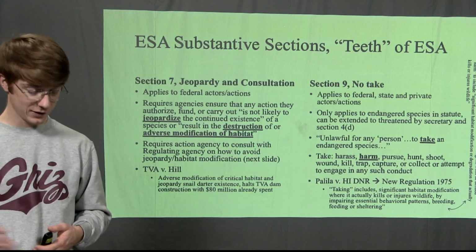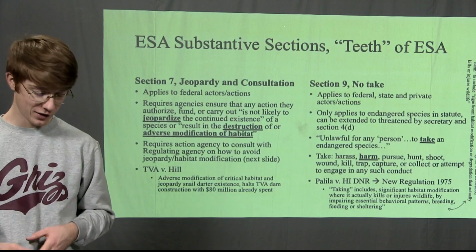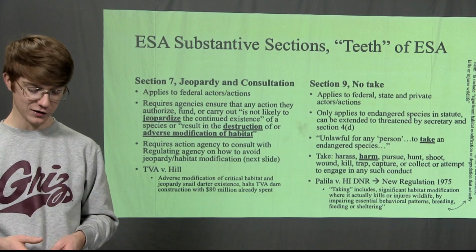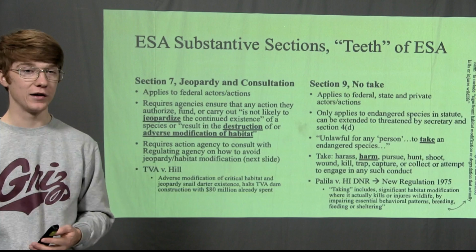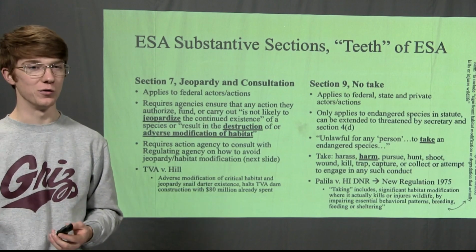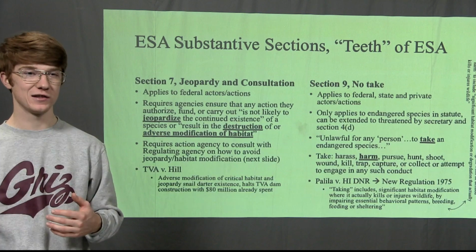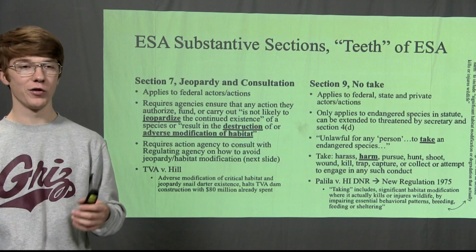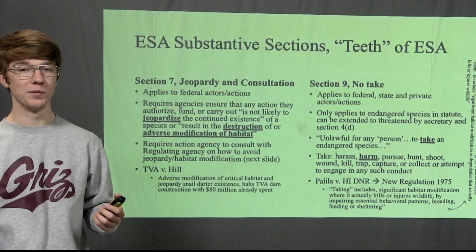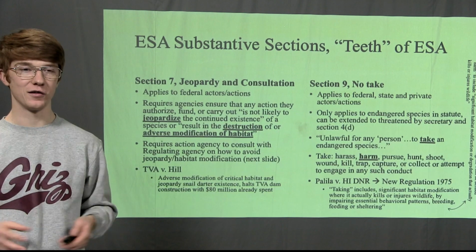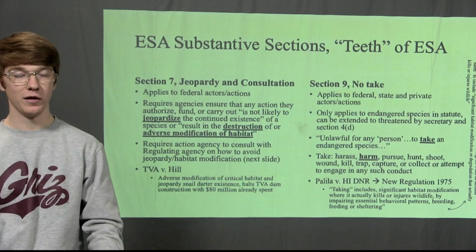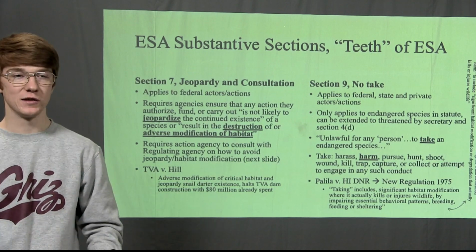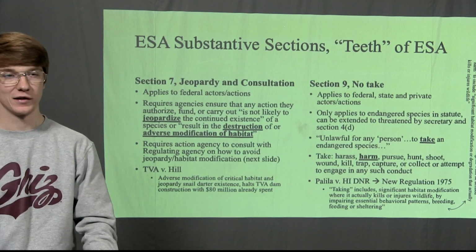Okay, so take, as described in statute, is to harass, harm, pursue, hunt, shoot, wound, kill, trap, capture, collect, or attempt to engage in any such conduct. So hunt, shoot, wound, kill are all direct takes, reducing wildlife to possession by capturing or killing it. Pretty much all of them, with the exception of harm, are pretty straightforward. It's not hard to understand what those are. With harm, there's definitely a bit more ambiguity, and that's where we get into using harm to extend to indirect takes.